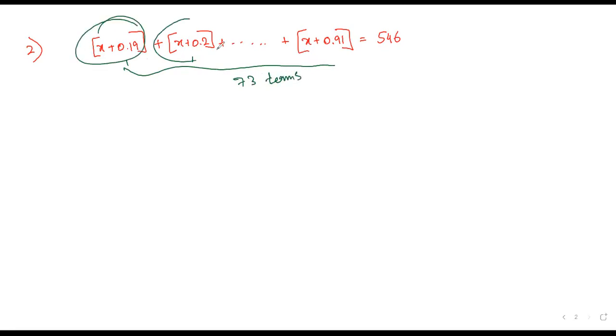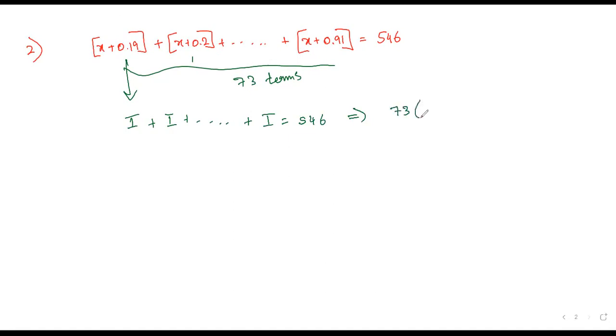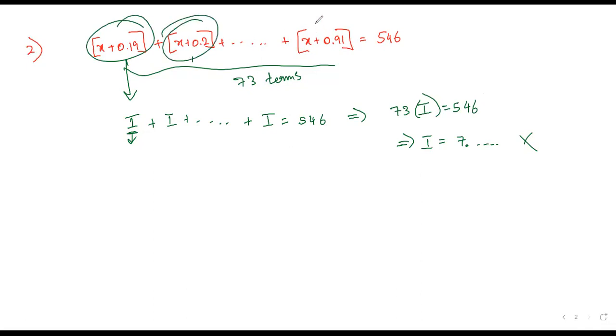Since this is an integer function, that means the output should be some integer. Now, if you assume for the moment that all of them are giving the same output I, then that means 73 times that output I should be equal to 546. But if you just solve this, then you'll see that I is not actually an integer. It will turn out to be 7 point something something. This is not possible because I should be a perfect integer. Correct? That means our assumption that all the outputs will be I is wrong.